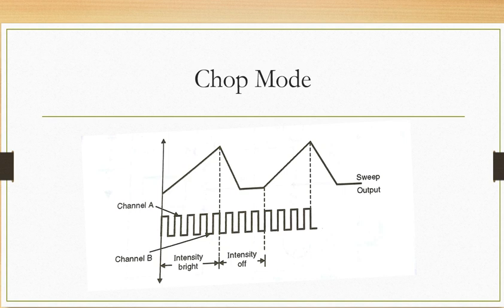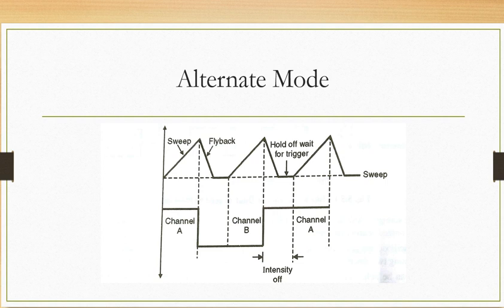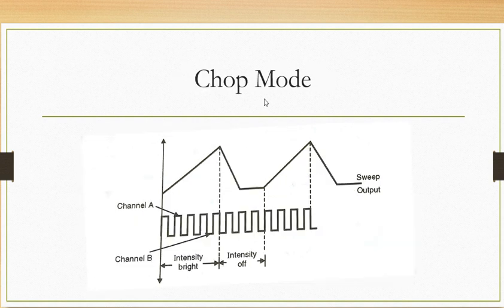But one thing you have to keep in mind is that the switching rate is very high, between 100 kilohertz and 500 kilohertz. This is the important thing in chop mode. If the switching rate is slow, then the continuity of display is lost. In such cases you have to use the alternate mode. So the conclusion of the discussion about alternate mode and chop mode is that whenever the switching rate is slow, use the alternate mode, and whenever the switching rate is high, use the chop mode.